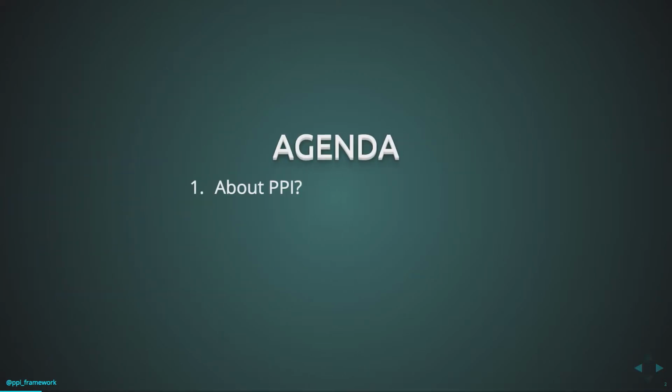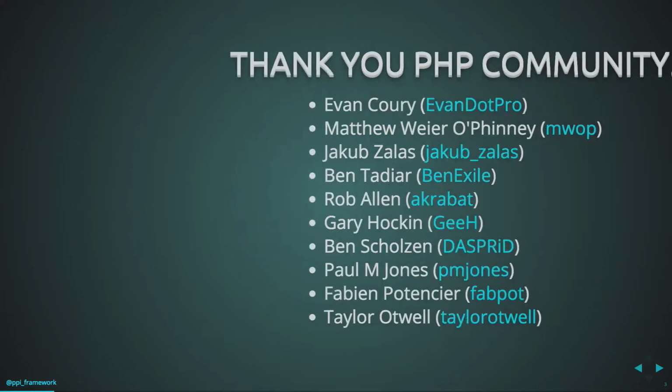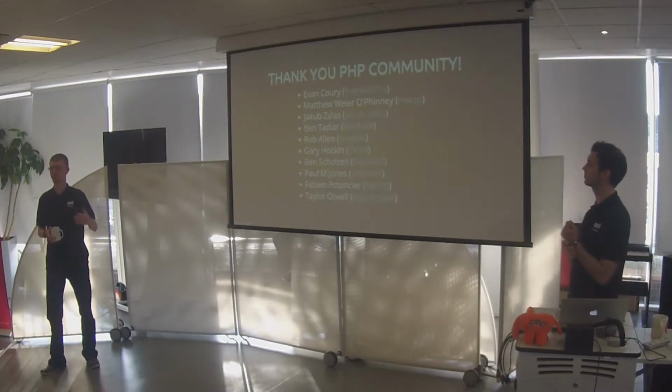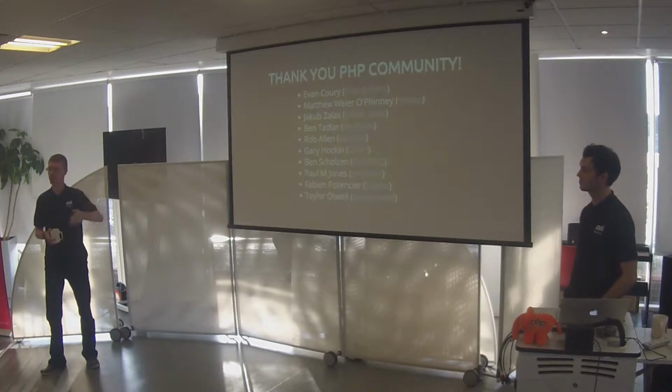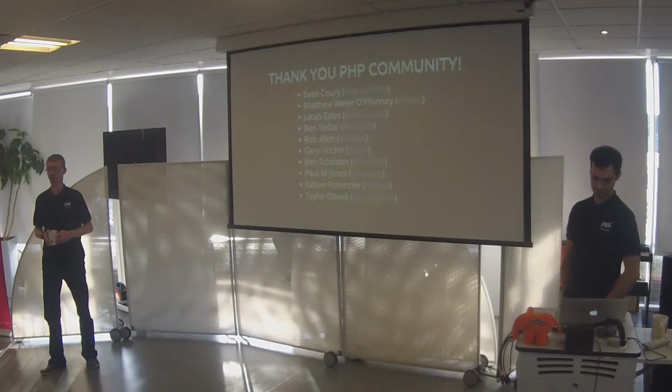So, agenda for tonight. We are going to explain what PPI is, what PPI is made of, so nuts and bolts, and we'll show some practical examples on how to install PPI and how easy it is. Really, us getting to this point where we can launch PPI, version 2.1, it's pretty much stable. I don't know if we've actually marked it as stable, or we can go home tonight and mark it stable and it'll be the official version.